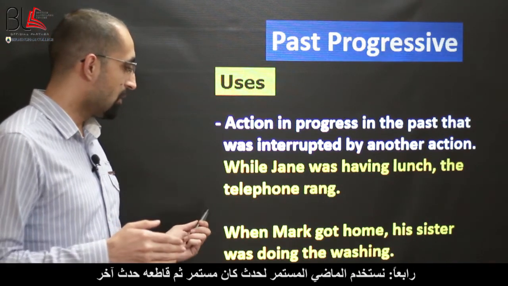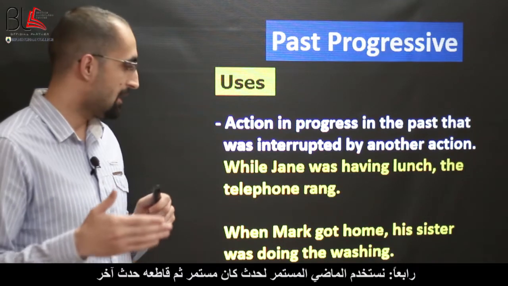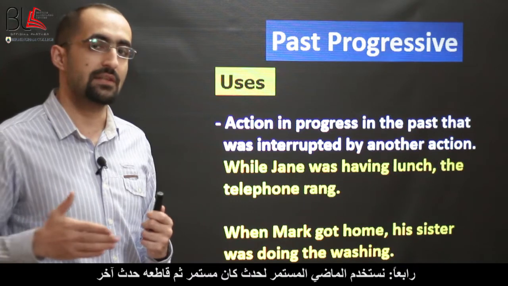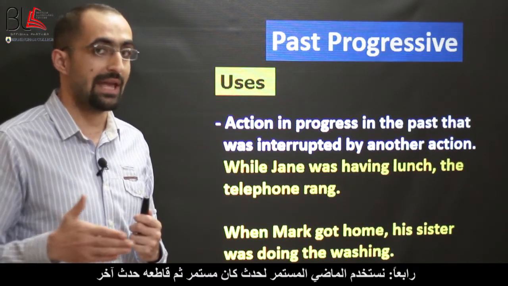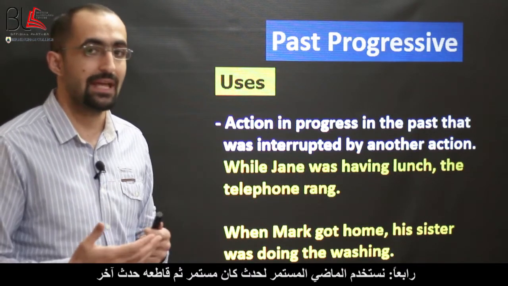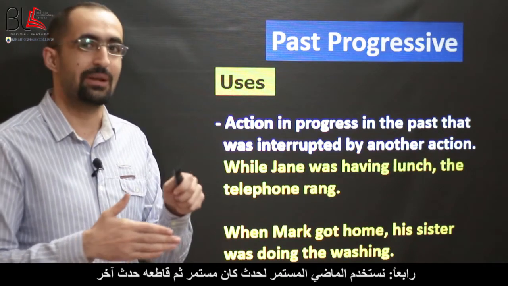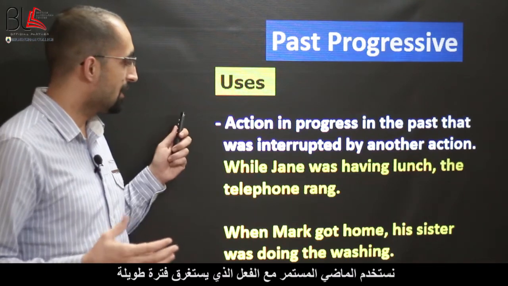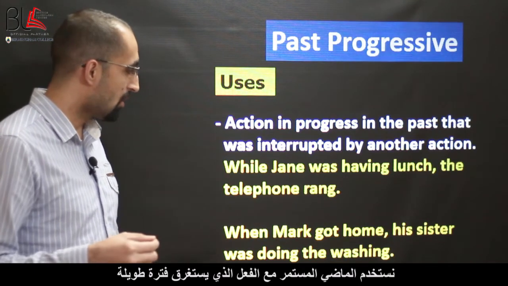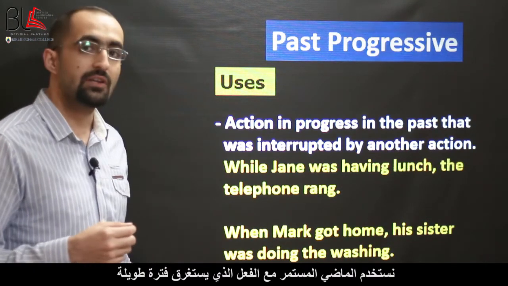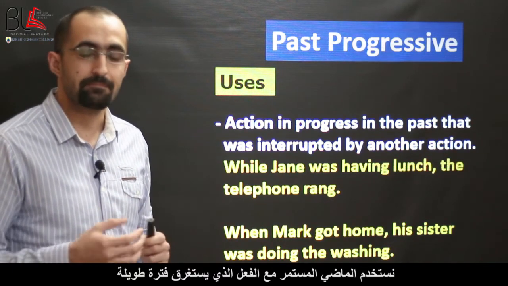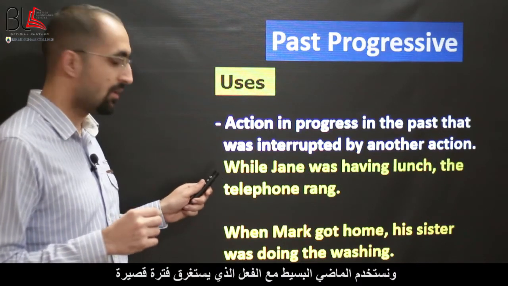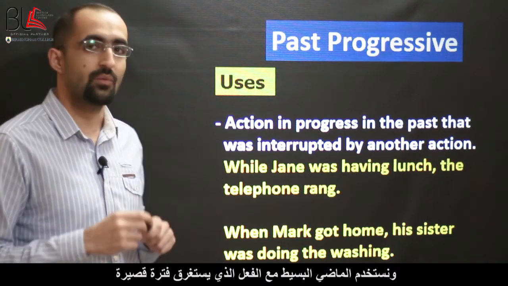Another example, when Mark got home, his sister was doing the washing. So his sister was doing something continuously, a long action, which is doing the washing, and he got home. He interrupted her action. So for the long action, just like Jane was having lunch, or his sister was doing the washing, we use the past progressive. And for the short action, just like the telephone rang or Mark got home, we use the past simple.